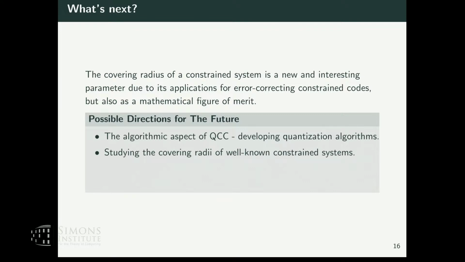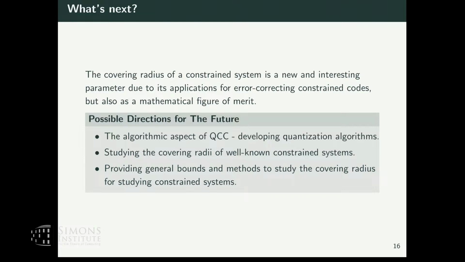The other thing is obviously studying the covering radii of well-known systems. We do know the solution for 0k RLL and for very simple cases, but even for dk RLL, we still don't know the covering radius. And we would like also to provide ways or methods for computing the covering radius for general constraints.